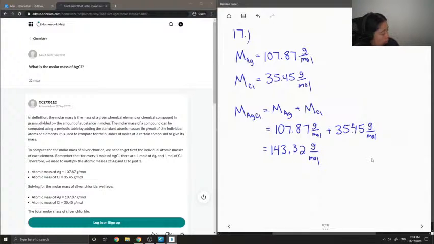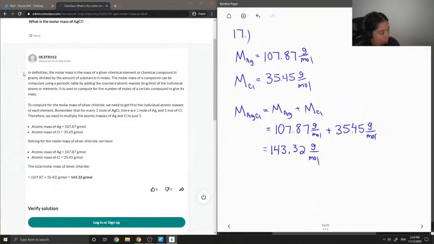Okay, let's see what our junior tutor wrote out. In definition, the molar mass is the mass of a given chemical element or chemical compound in grams divided by the amount of substance in moles. The molar mass of a compound can be computed using a periodic table by adding the standard atomic masses in grams per mole of the individual atoms or elements. It is used to compute for the number of moles of a certain compound given its mass.